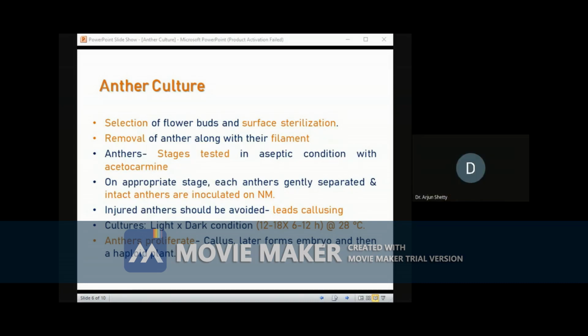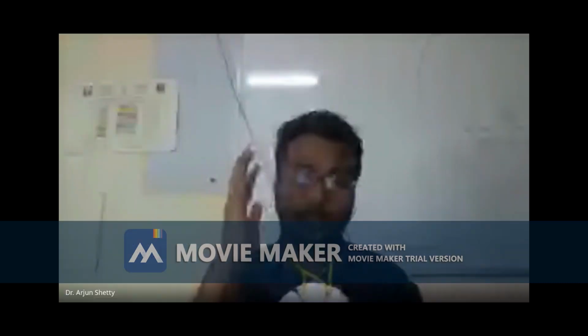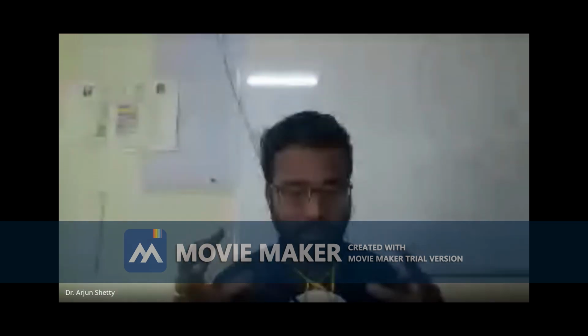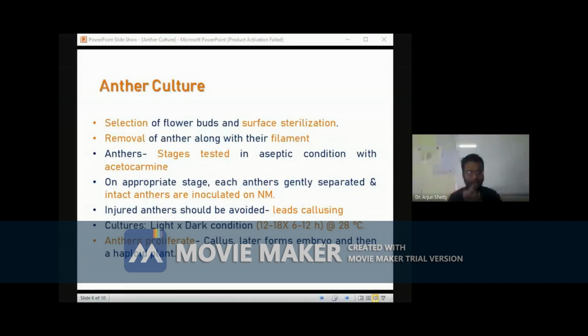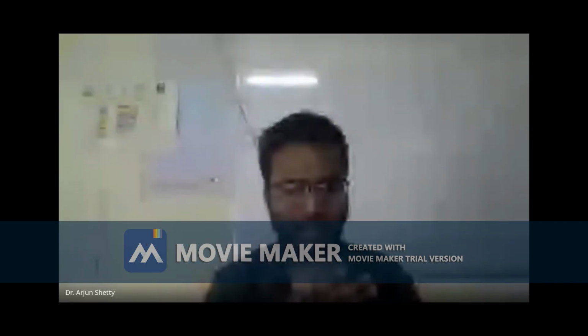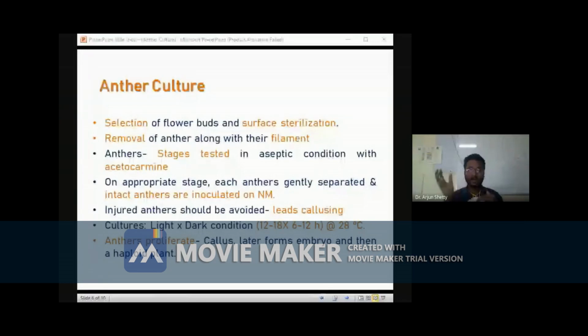Different types of plants can produce a haploid viable plant at different stages. After identifying an appropriate stage, the anthers are supposed to be gently separated, so that there is no agglomeration, that is, the anthers are not compactly clumped together. Only the anthers which are intactly arranged should be taken, with no damage in the structure. All the parts of the anther should be very intact. That anther has to be inoculated on the nutrient medium.